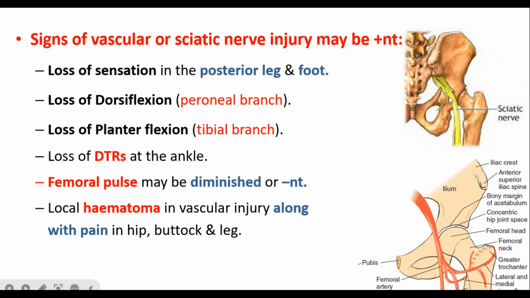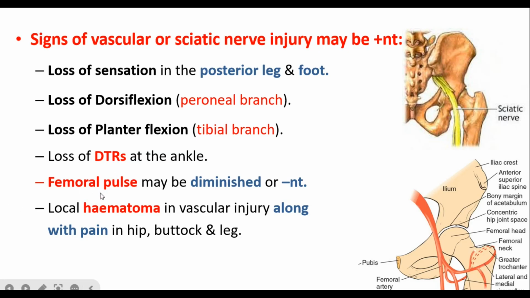The injury to the sciatic nerve is often present if there is a chip fracture of the acetabulum. As you can see here, it is just behind the acetabulum. So when the hip dislocates posteriorly and there is a fracture of the acetabulum, there are more chances that the chip from the acetabulum might injure the sciatic nerve. The very first sign is the loss of sensation in the posterior leg and foot. Secondly, there will be loss of dorsiflexion due to the injury to the peroneal branch of the sciatic nerve. In case of loss of plantar flexion, the tibial branch of the sciatic nerve would be injured. Now all the deep tendon reflexes at the ankle joint will be lost.